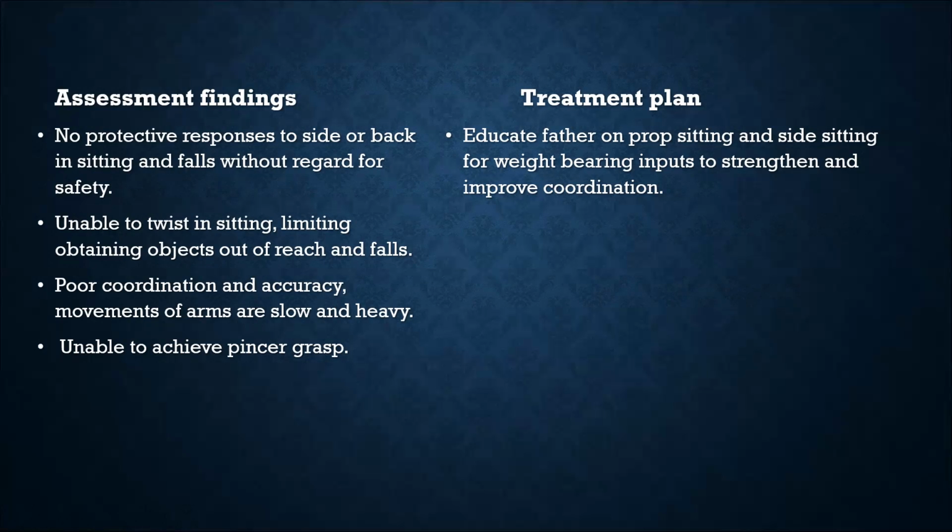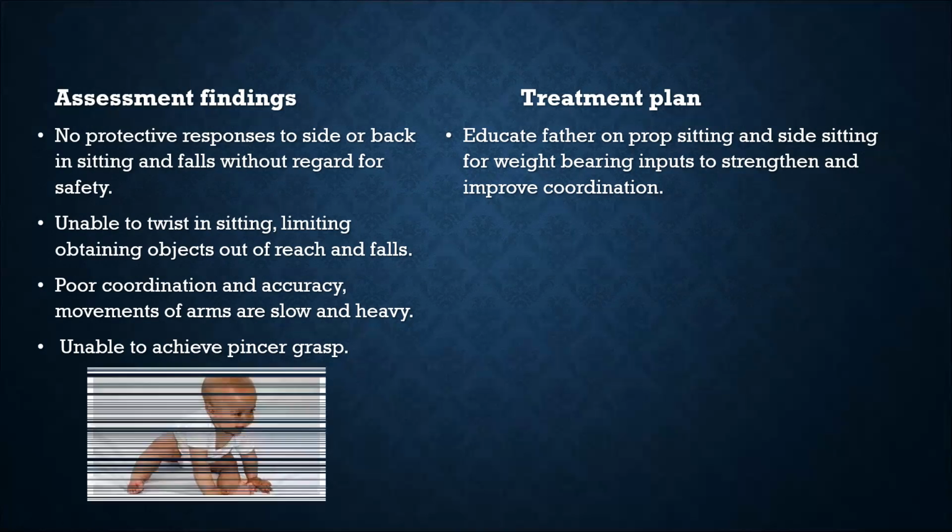So prop sitting, where you can literally hand over hand place that child's hand flat on the surface and then give them a toy or help them reach somewhere where they're putting extra weight through that arm. Side sitting is really good because you use lots of trunk muscles and you have very heavy weight bearing on your arm for strengthening and coordination.